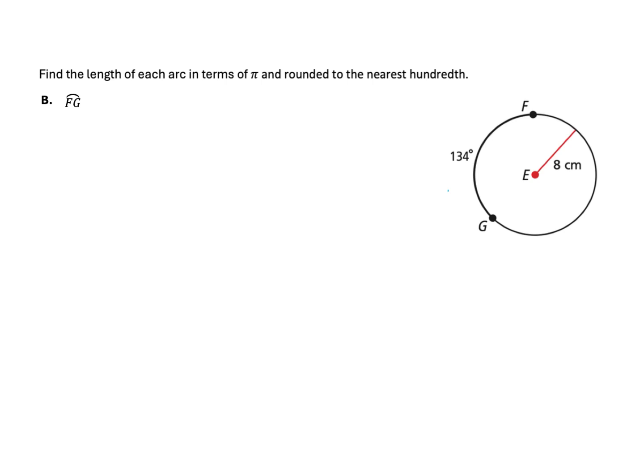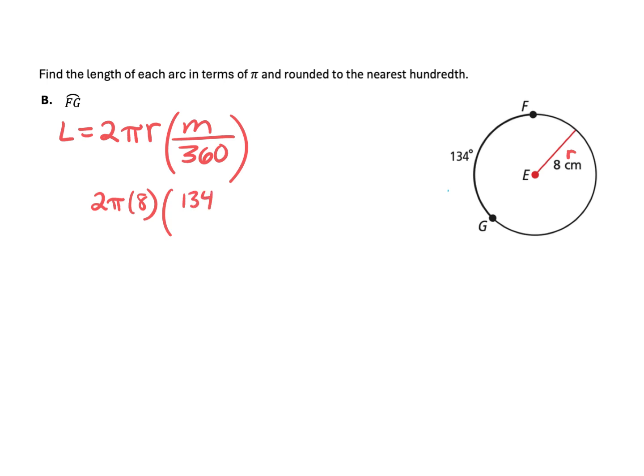Let's try one more example here. So on this one, we're again finding the length of the arc. We can write down our formula here for arc length. This time, the radius is 8, so 2 pi times 8, and then the arc is 134 degrees. I'm going to simplify this 8 times 2 to 16 pi, and then multiply that by 134 over 360.